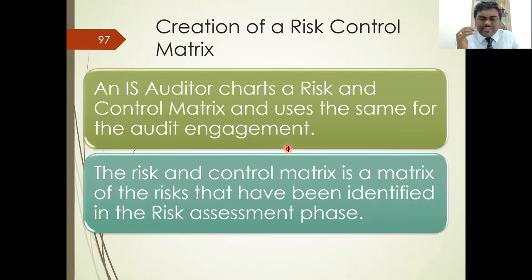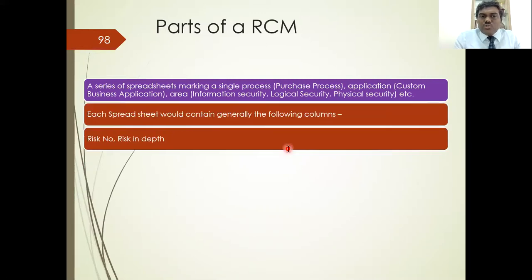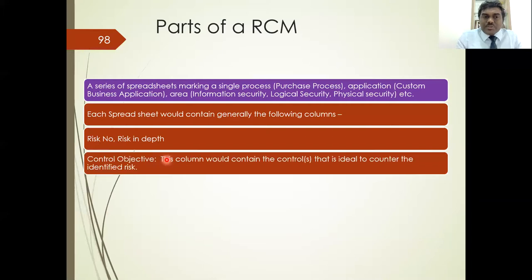Risk control matrix. I think we spoke about it. It's a matrix which speaks about risk and the controls in place. It normally is used as a spreadsheet. You can maintain it for processes like purchase, sales, etc. Or you can maintain it for each application. All of these are possible. Then each spreadsheet would contain the following columns. Risk. What is the description of the risk?